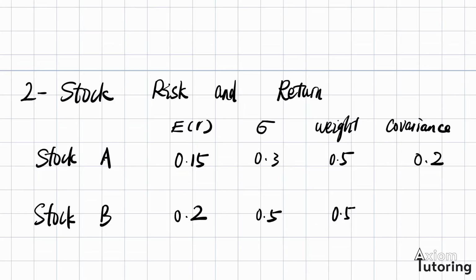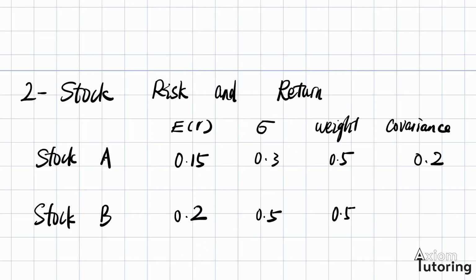Hi, in this video, we'll take a look at how to calculate the portfolio risk and return in a two-stock situation. Suppose I have stock A and B with different expected returns and standard deviation. So for stock A, the return is 15%. For stock B, the return is 20%. The standard deviation for stock A is 30%, and for stock B, it's 50%.